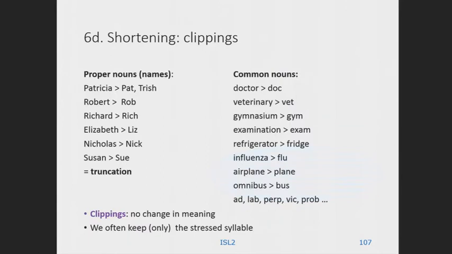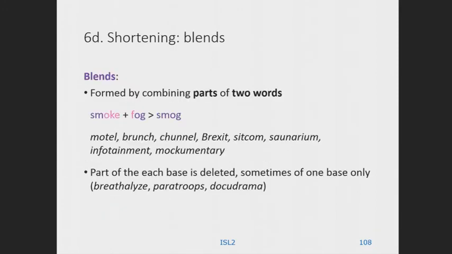Those are our 4 types of shortening. The clippings, where we have no change in meaning, we just clip away a bit. We usually keep the stressed syllable. And if we do that to names or proper nouns in general, then we call it a truncation, the idea being we only keep the trunk. And all of these are clippings.